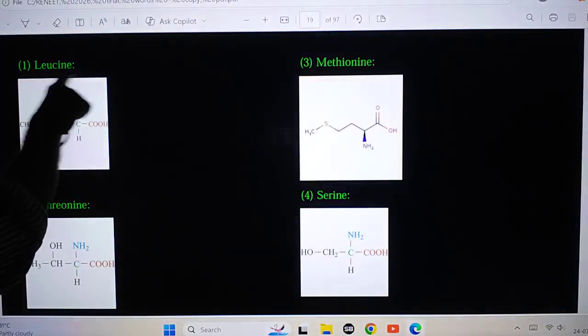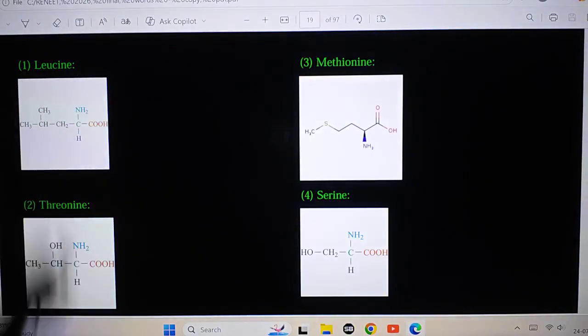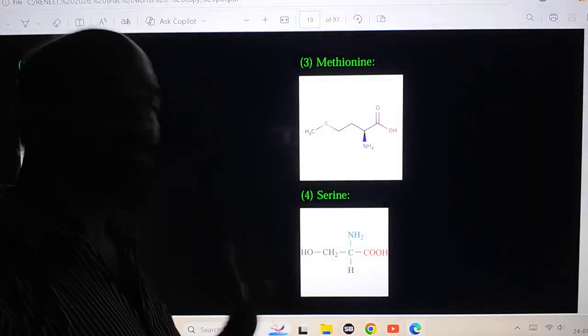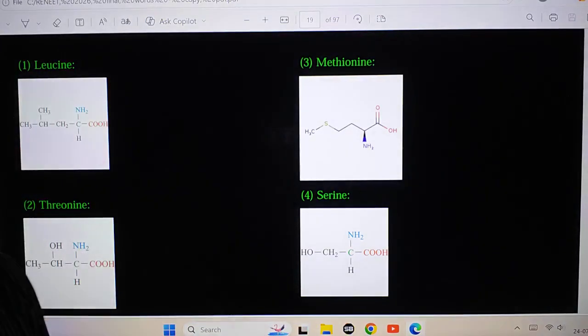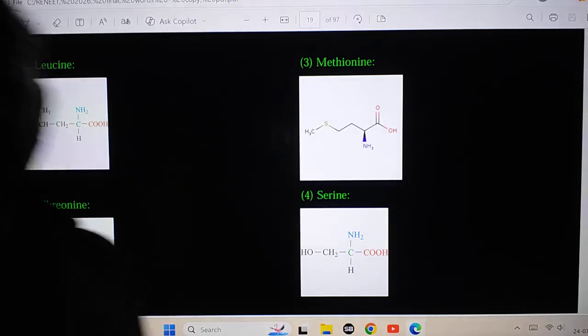If you go through the structures, leucine has an isobutyl group in the place of R. In the case of threonine, you have an ethyl group along with an OH group, so that is also not the answer. And in serine, you have a hydroxymethyl group. All these do not contain sulfur. Only methionine contains sulfur.